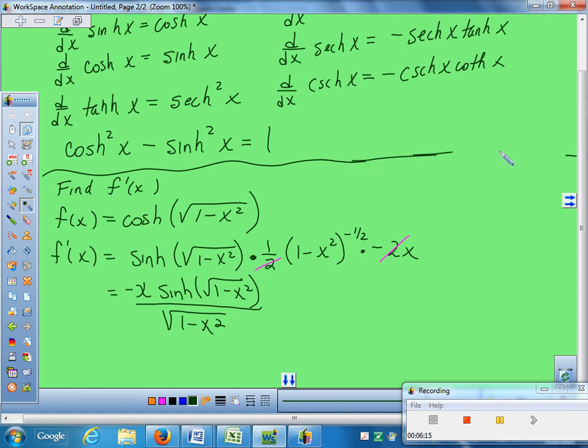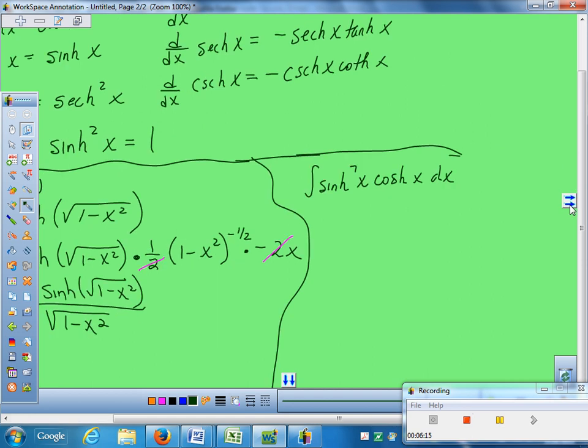Okay, I also have you doing some relatively simple little integrations. So I might have you integrate me a hyperbolic sine to the 7th of x times a hyperbolic cosine of x. Okay, how do you do integration? Why do I have to substitute that? It's a quantity to the power. You got sine to the 7th power. We can't do that. Okay, so what am I subbing for?